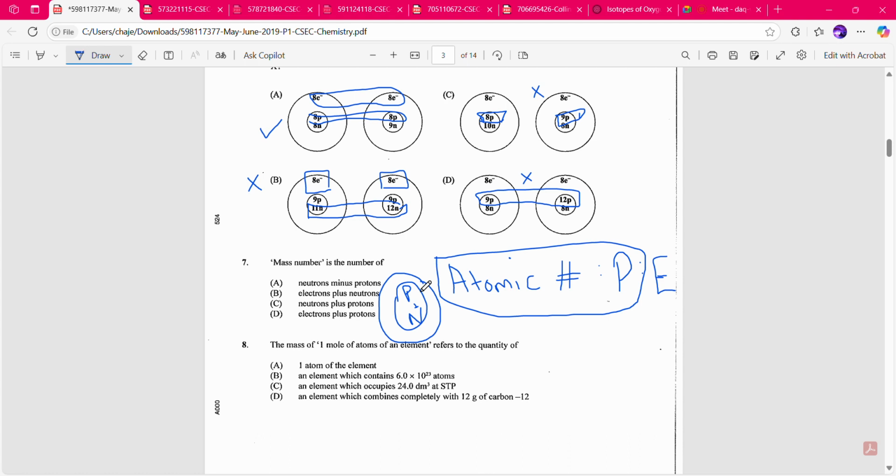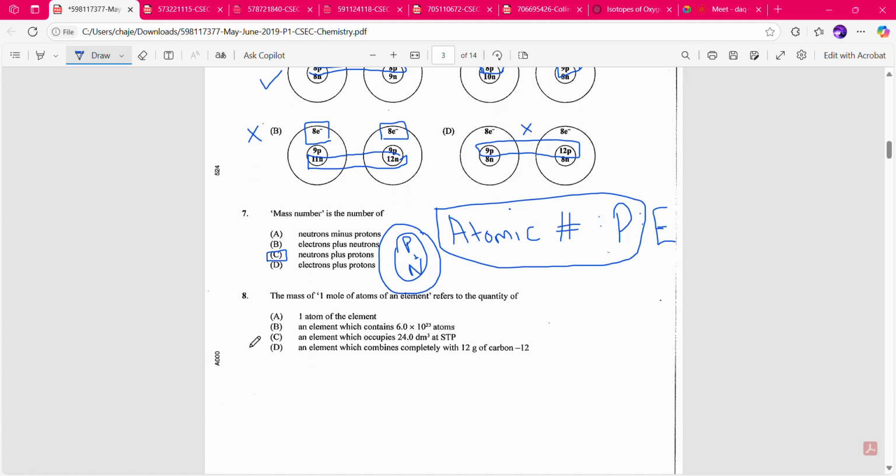We already know that the electrons are very small. Their weight is like 1 over 1840. They have a negligible mass. They don't contribute to the mass of the atom. It's the protons and the neutrons that contribute to the mass of the atom. So I'm going to look for that in this answer. Not neutron minus proton, not electron plus neutron, but neutron plus proton. Yes, this is my answer. P plus N.